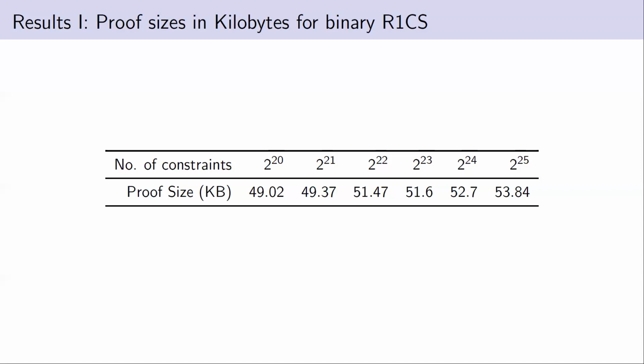So first, these are numbers for binary R1CS. This is just something that is very easy for us to achieve, so we have given this in the paper. And we think that maybe for some applications, this is even a very good language, because if you prove, for example, SHA-2 or AES or something, then maybe binary R1CS is really what we want. So this is R1CS for a binary field. And even for a very large number of constraints, we get proof sizes that are around 50 kilobytes.